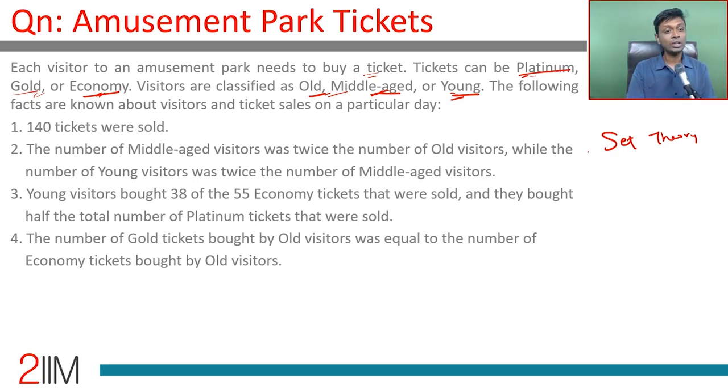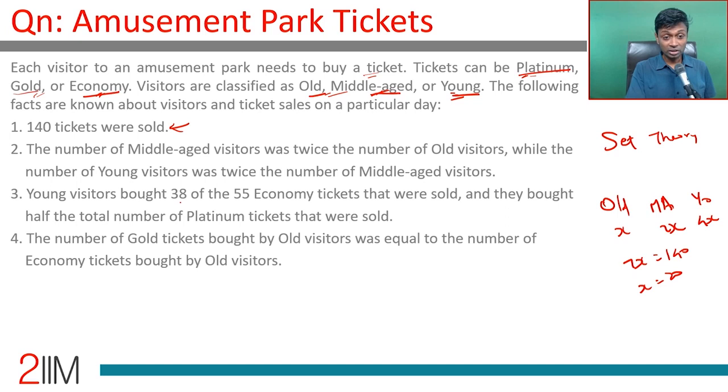The following facts are known about visitors and ticket sales on a particular day. 140 tickets were sold. The number of middle-aged visitors was twice the number of old visitors, while the number of young visitors was twice the number of middle-aged visitors. So middle-aged is twice old. If old was X, middle-aged is 2X. Young is twice middle-aged, so young is 4X. 7X is 140, or X is 20. Straight away we've got this classification.